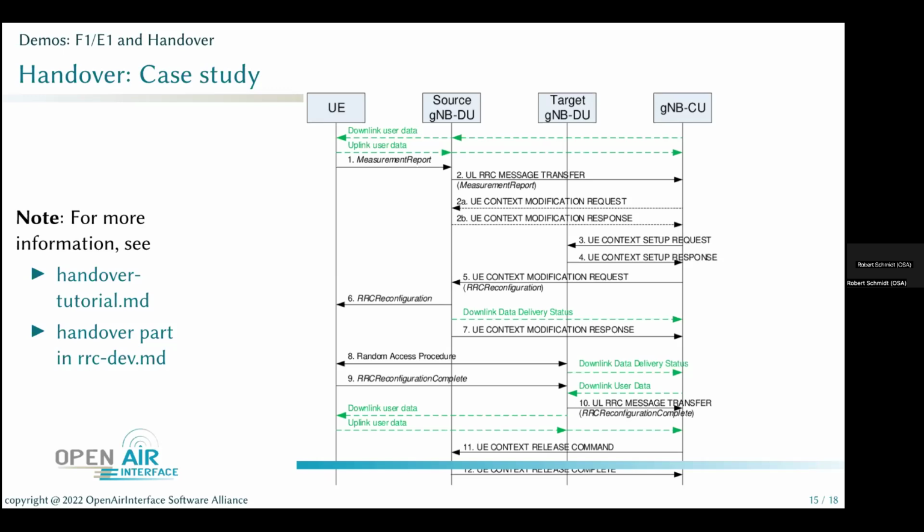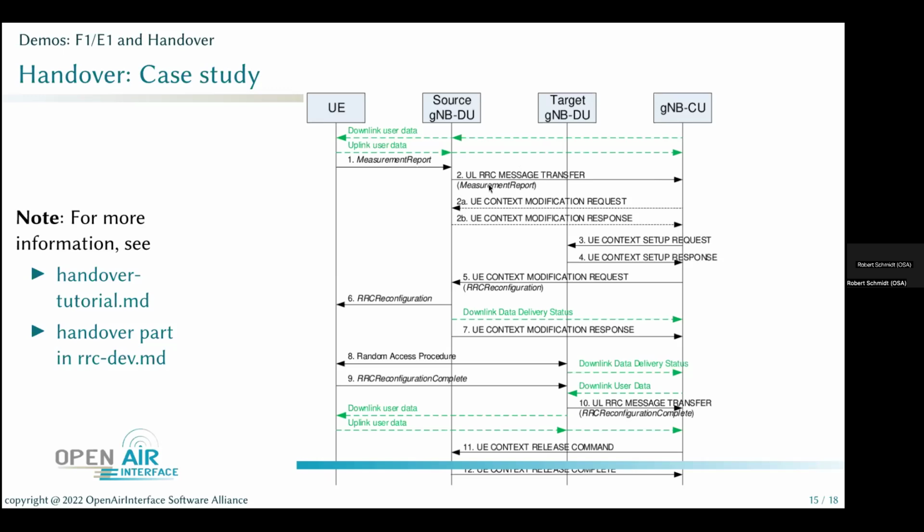Actually, the network can do with the UE whatever it pleases. But typically in a real network, there are these measurement reports, and at some point the CU will see, oh, it would be better to hand over this UE to another DU because there it has much better signal. Now let's leave aside what is marked with 2A and 2B, which is optional.